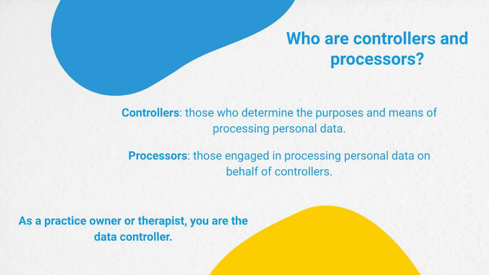Article 4 of GDPR determines who controllers and processors are. Controllers are those who determine the purposes and means of processing personal data. And processors are those engaged in processing personal data on behalf of controllers. So you, as a practice owner, are the controller because you determine the purposes and the means. If you store your data with a software company, they are the external party who process the data on behalf of you and under your instructions and are therefore the processors in this process.